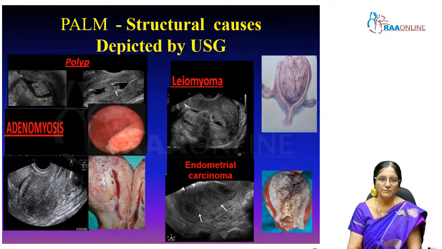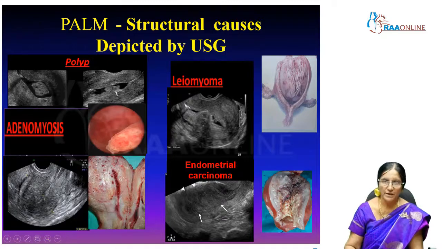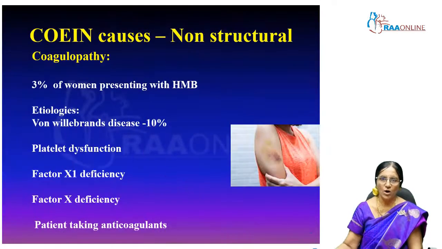So these are the various causes, as I already mentioned. It can be an endometrial polyp, adenomyosis, where it is filling the uterus, leiomyoma, and endometrial carcinoma. So various structural causes can be behind AUB. Coming to the non-structural causes, 3% of women presenting with heavy menstrual bleeding have a coagulopathy.